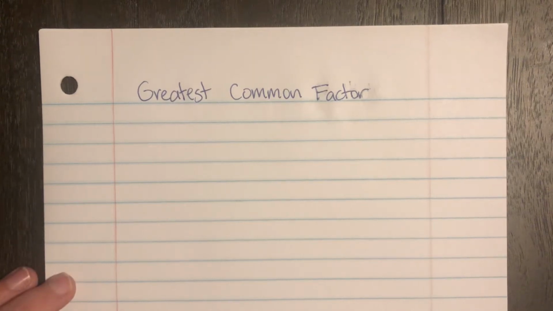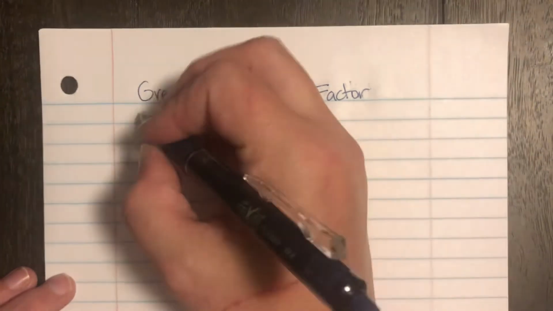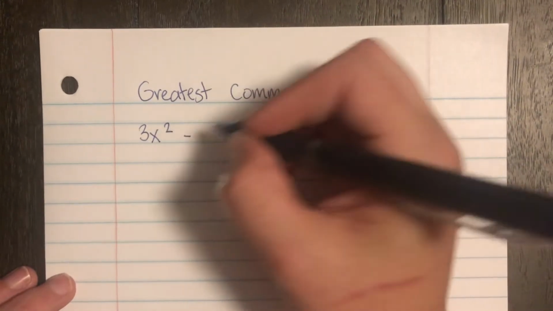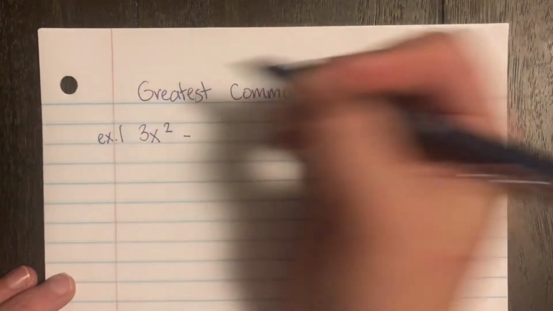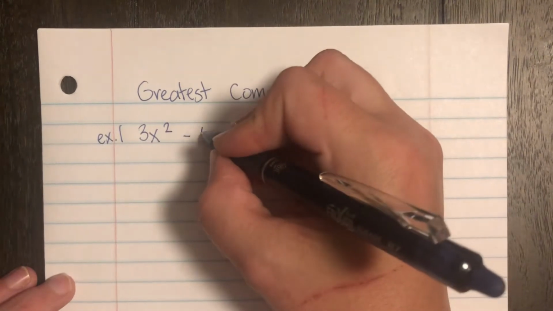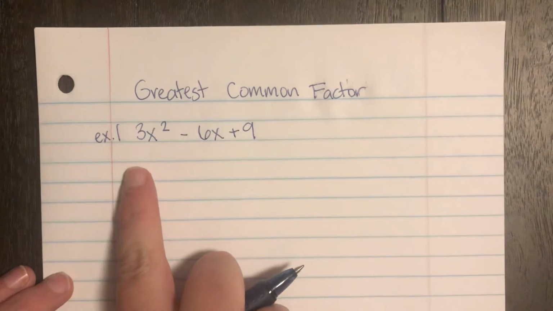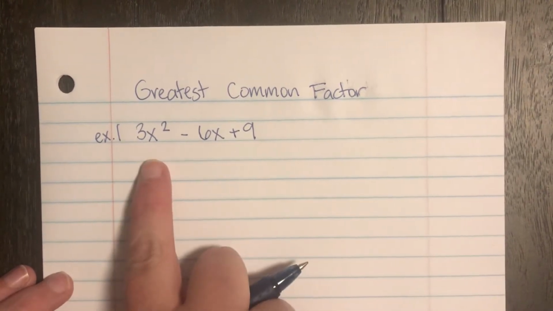When you're factoring, the most important thing is to make sure that there's not a common factor prior to solving the equation. Sometimes, if there's a GCF, it can mess with your factoring problems if you don't go ahead and take it out first. We have one like 3x squared minus, I'm going to call this example 1, 3x squared minus 6x plus 9.